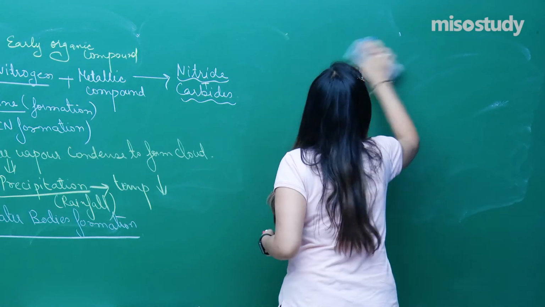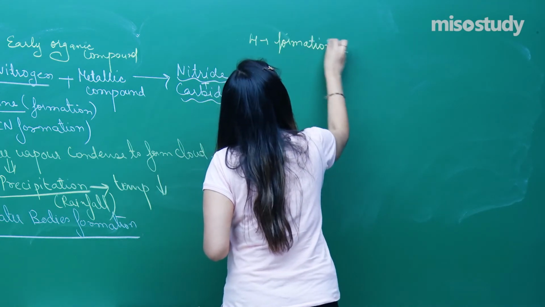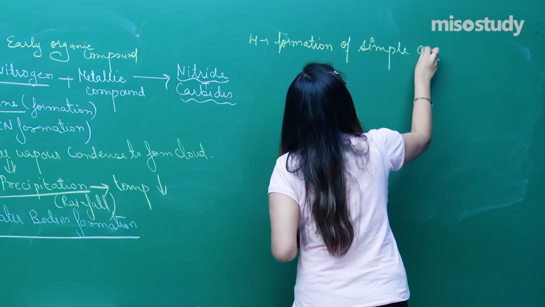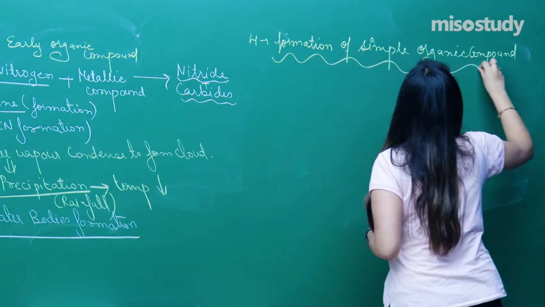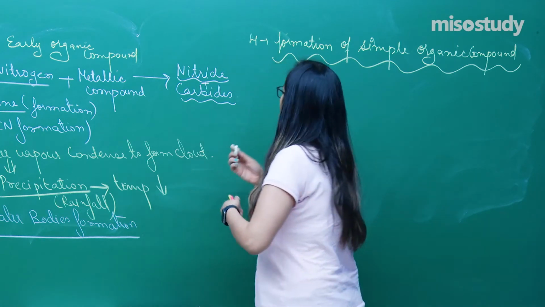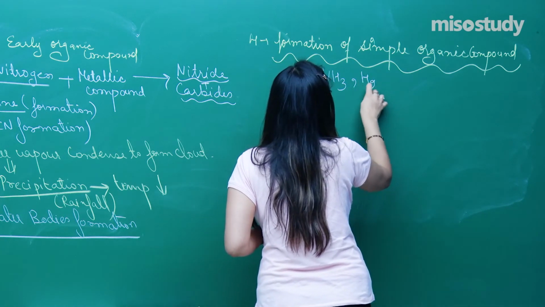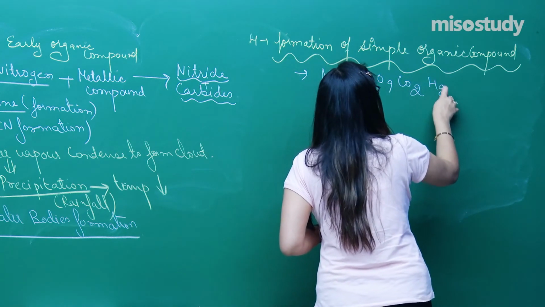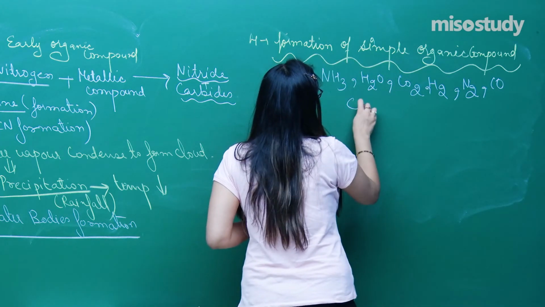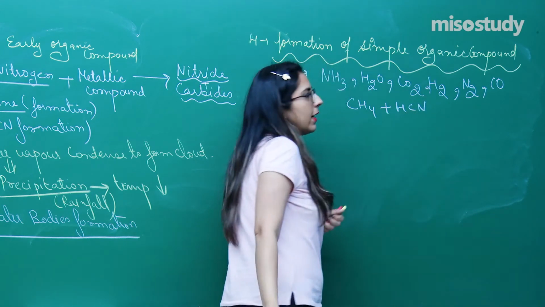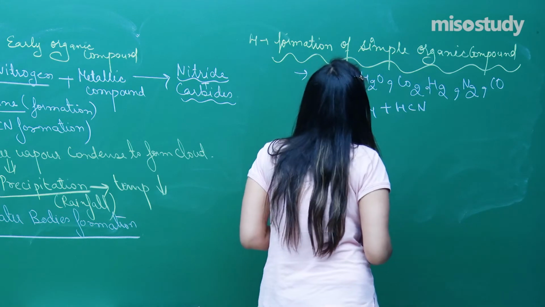Fourth one, formation of simple organic compounds. Now tell me, what were the things present at that particular time? I am talking about the early organic compound. There was presence of ammonia, water vapor, carbon dioxide, molecular hydrogen, molecular nitrogen, and what else? The carbon monoxide. And how can we forget methane, HCN was also there, right? And the reducing temperature was there, and the spark was also there, due to which there is a formation of simple organic compound.